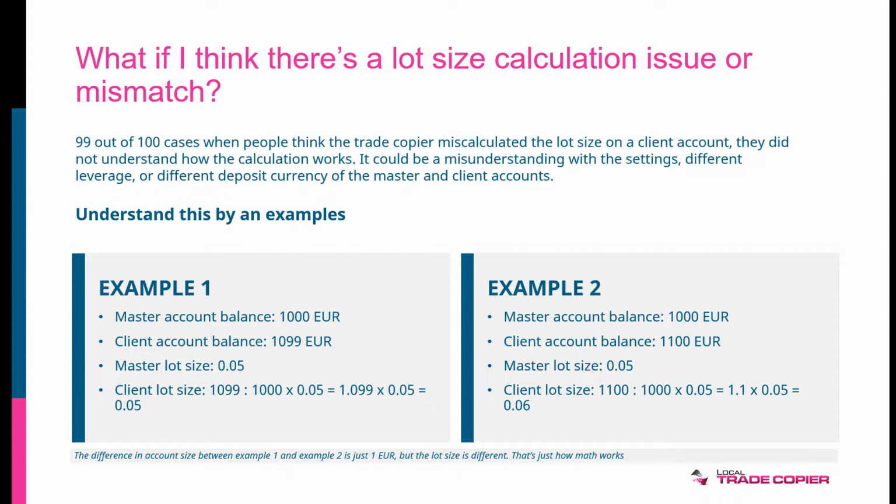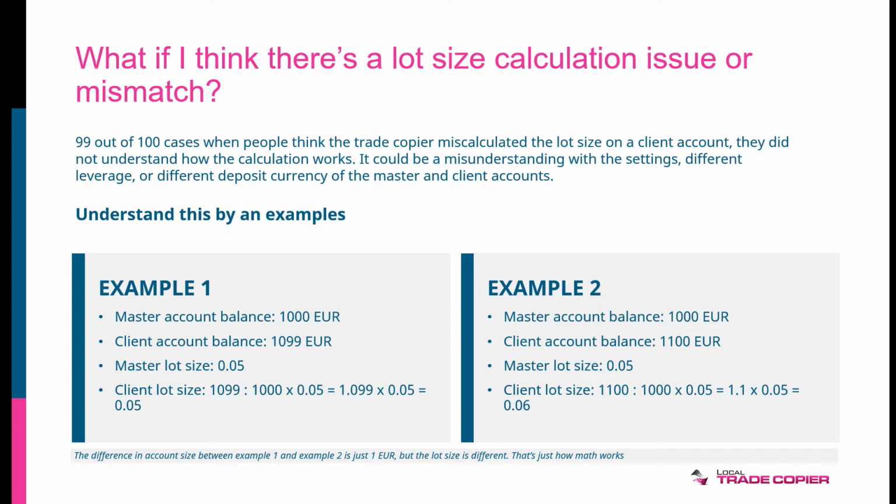In the second example, we have the same master account balance of 1,000 euros, but the client account balance is 1,100, which is only 1 euro bigger than in the first example. But it makes all the difference, because now the 5 microlot master lot size becomes 6 microlots on the client account. And you can see in both examples I have the formula written exactly what happens.